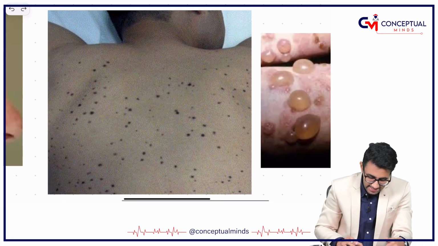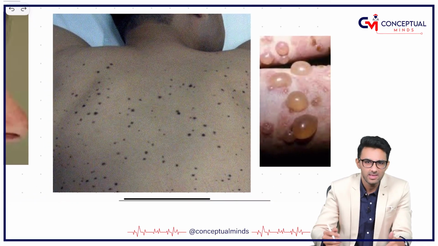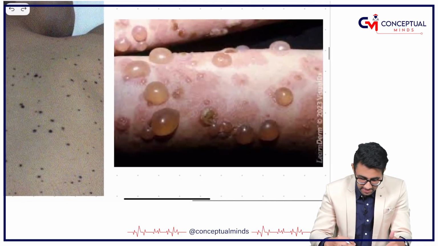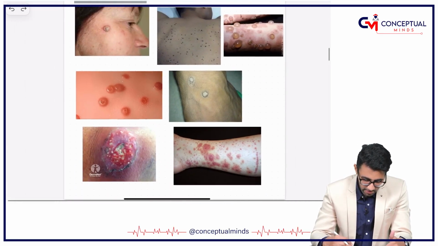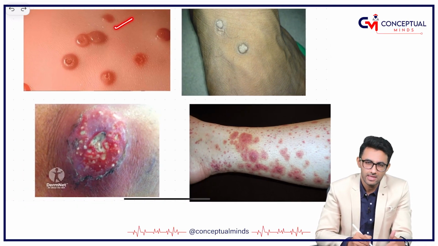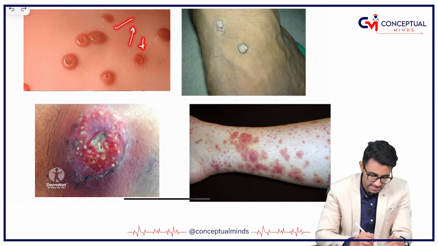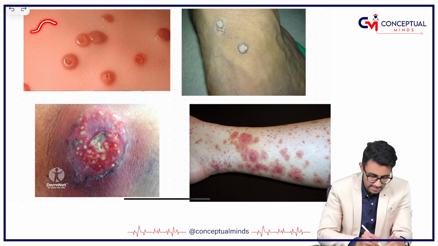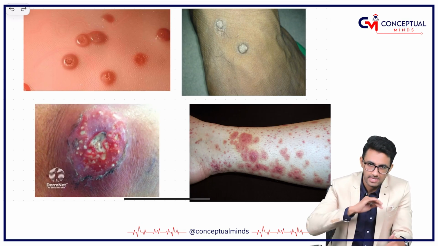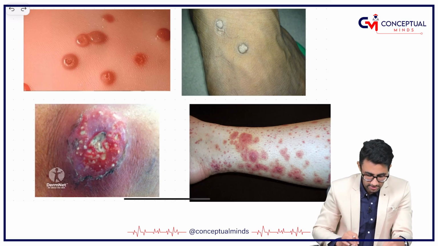Just like this, I want to ask you how you describe this, and these images as well. So let us discuss this. Do you think this is elevated or depressed? Are the lesions like this, or just like this? Yes, these lesions are like this, right? There is central umbilication.